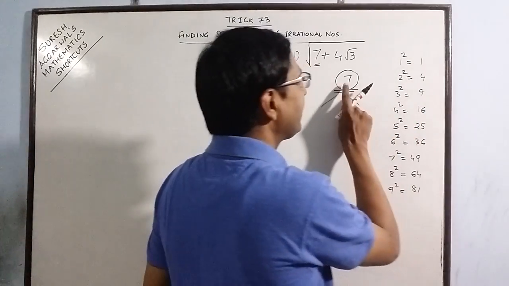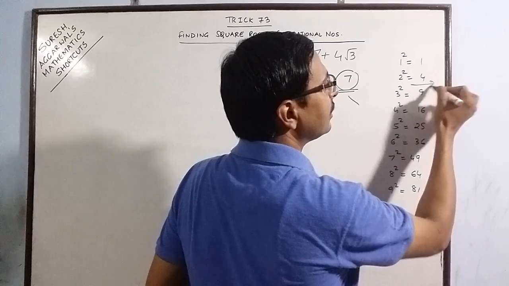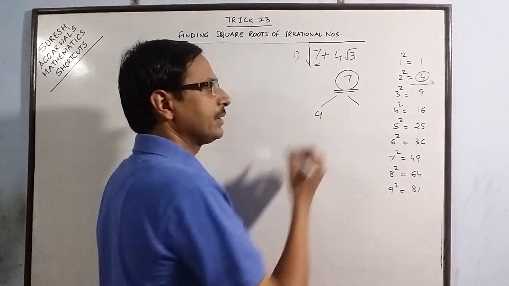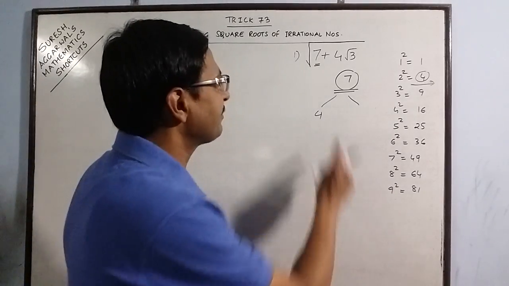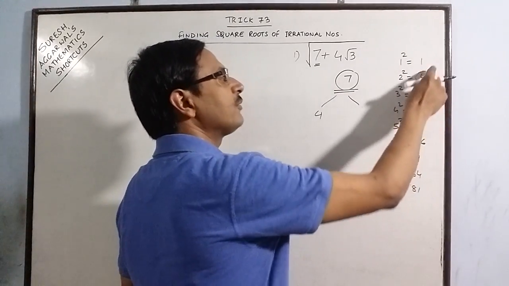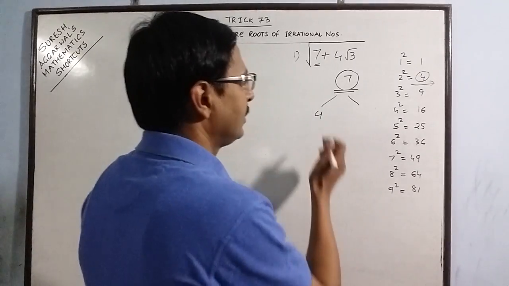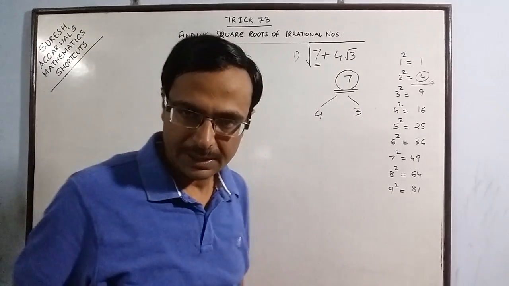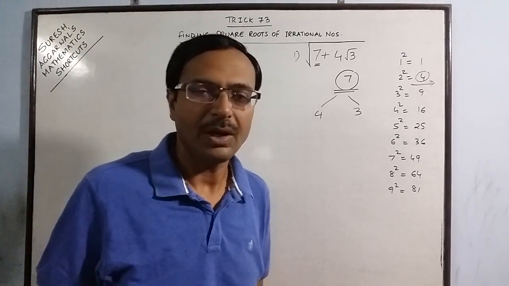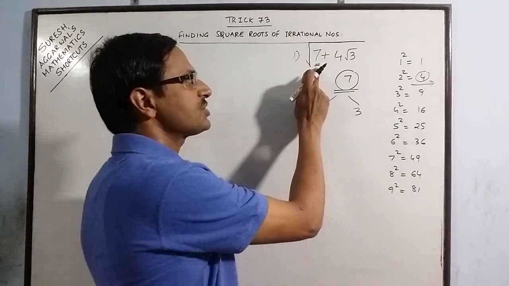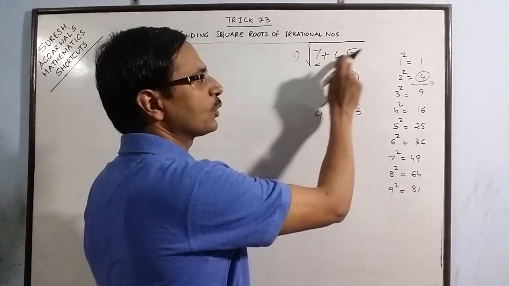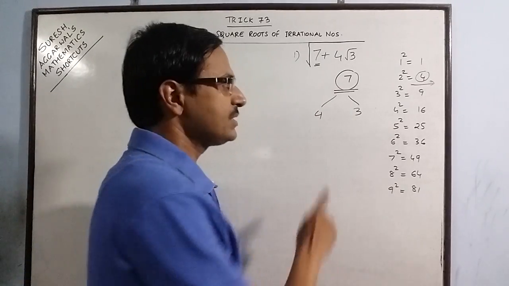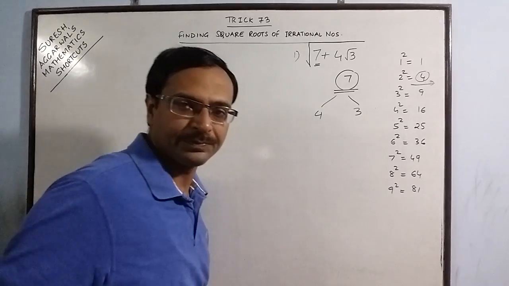So if you see, 7 lies between 4 and 9 here. So we will take 4 as one part. Since 7 lies between 4 and 9, we take 4, the smaller part. And obviously 7 minus 4 is 3, so the other part will be 3. This is the first step of identifying how this rational part of this number 7 plus 4 root 3 will be broken down into two parts, and which two parts. These parts are found out by this simple rule.